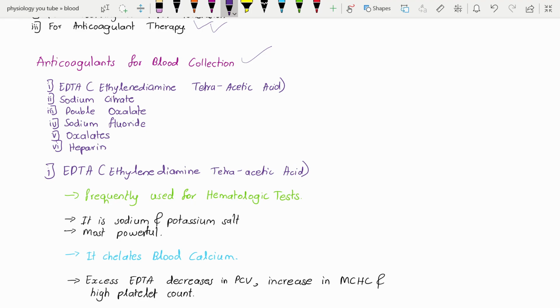Here I mentioned 6, but actually there are 5, because double oxalates come under the oxalates itself. They are EDTA, that is ethylene diamine tetraacetic acid, sodium citrate, double oxalate, sodium fluoride, oxalates and the heparin.